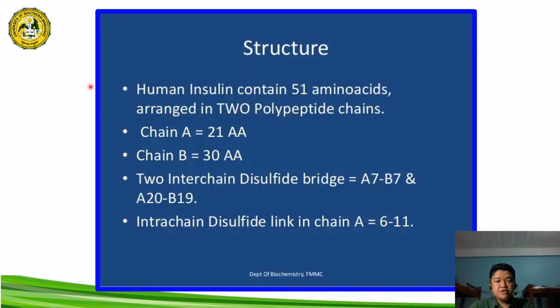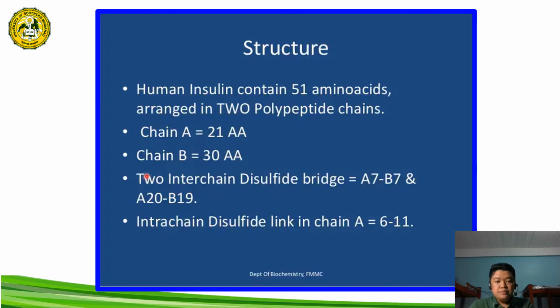For the structure of insulin, human insulin contains about 51 amino acids, and they are arranged into polypeptide chains. So we have the A chain and the B chain. The A chain is composed of 21 amino acids, and the B chain is composed of 30 amino acids, for a total of 51 amino acids.